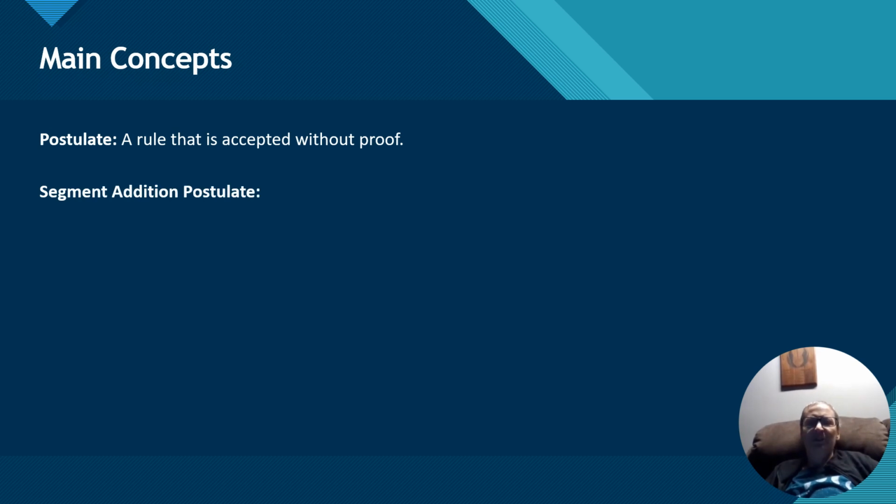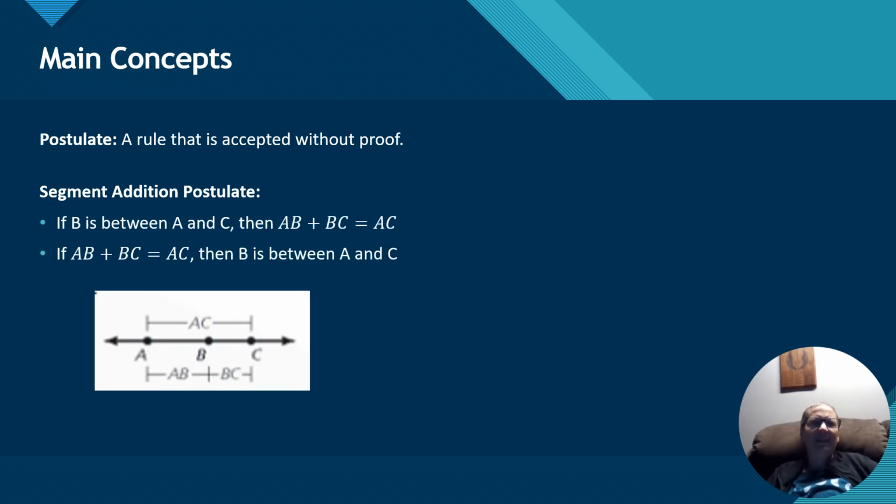All right, our first postulate is called the segment addition postulate, and it says two things. It says if B is between A and C, then AB plus BC is equal to AC. And it also says the reverse: if AB plus BC equals AC, then B is between A and C. Really, the first one is the one that we use practically, but both are part of the postulate. The rest is all definitions, so let's jump right in.